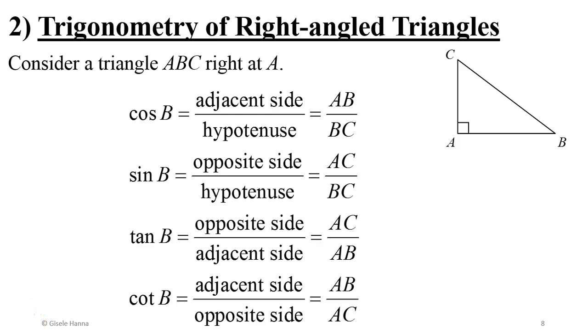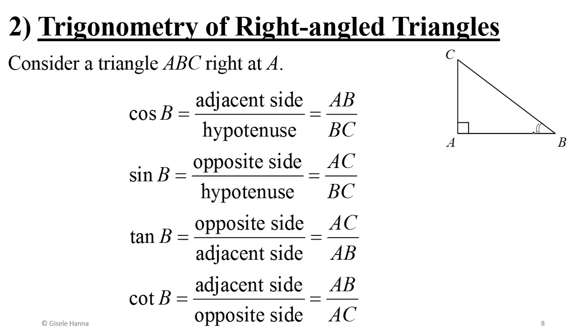Okay, so in this section we're going to explore the trigonometry of right-angled triangles. Now, over here, if you look, this is a right triangle we have here. It is right-angled at A. So if we were to determine the trigonometric ratios relative to angle B here.